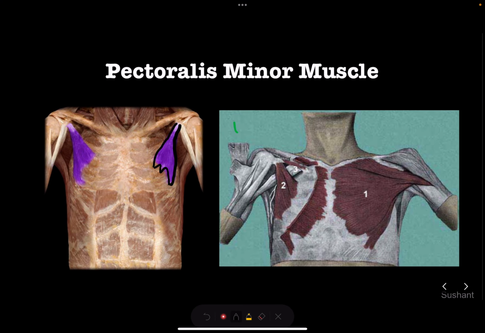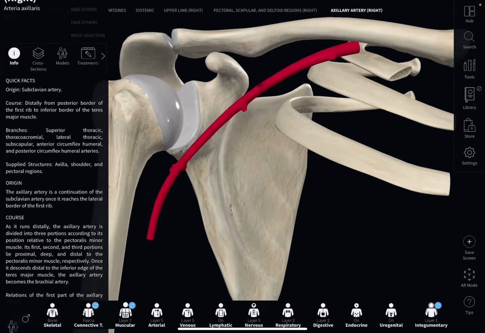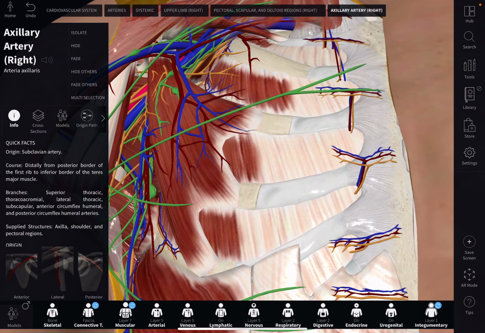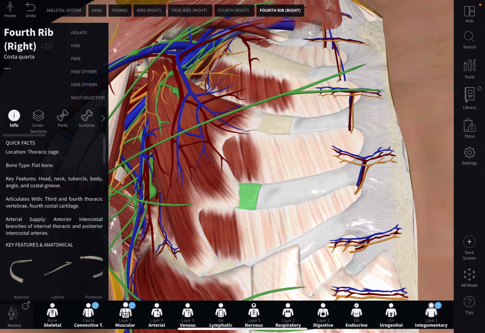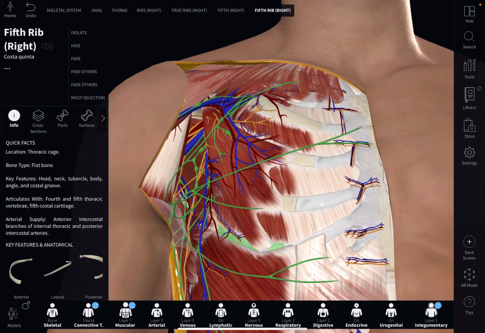Now coming to the attachments of the pectoralis minor muscle. It takes its origin from the third, fourth, fifth ribs. You can see clearly it's not from the costal cartilage. It arises from the third, fourth, fifth ribs and also from the intervening fascia. And then the muscle passes upwards.